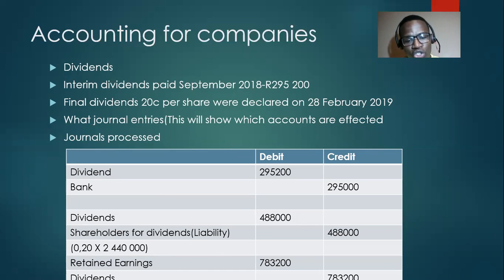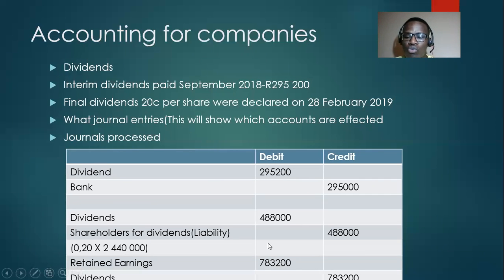Any transaction that relates to shareholders is going to go through retained earnings. Remember, what did we say about retained earnings? We say retained earnings are those profits that the company made, but did not declare as dividends. Those that are declared as dividends are going to reduce your retained earnings. That's why your retained earnings are going to be debited by 783,200, which is the combination of your interim dividends and your final dividend.